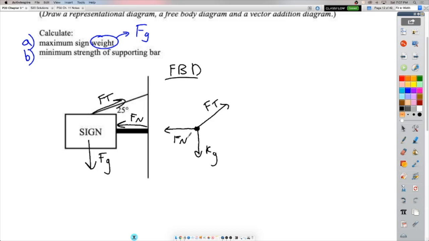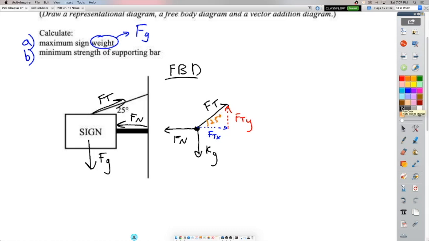All right, great. Let's just, while we've got it here, separate this so we can see what we mean when we say FTX and FTY, right? Which way is FTX? Well, it's off that way, to the right. That's FTX, the x component of the tension. Which way is FTY? Upward, that way, FTY, okay? And they even told us this angle is 25 degrees.